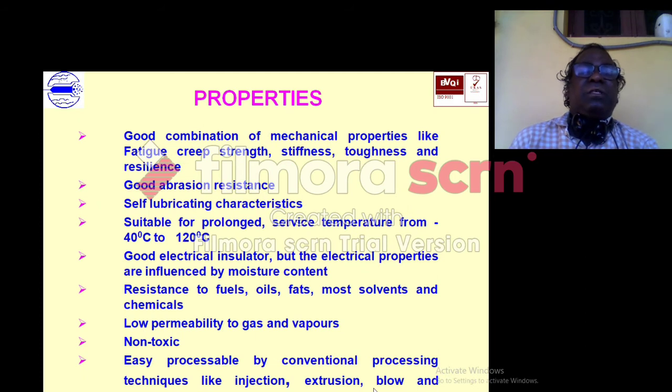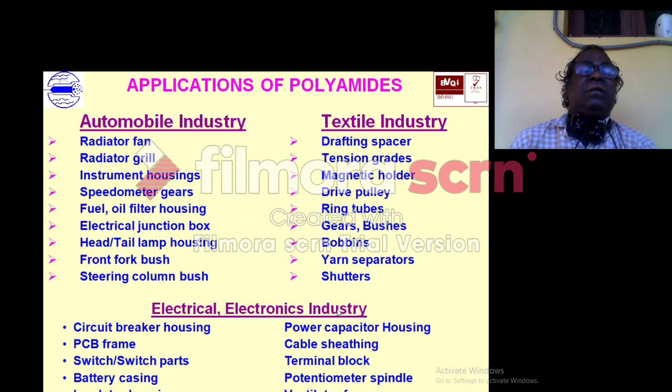So the major properties of polyamide are a good combination of mechanical strength like fatigue, stiffness, and toughness, good abrasion resistance, self-lubricating characteristics, suitable for long service temperature. So this material is used where the temperature increases up to 120 degrees centigrade, and it has excellent electrical insulator properties, is resistant to fuels, oil, fats, non-toxic, and you can easily process it into different materials.